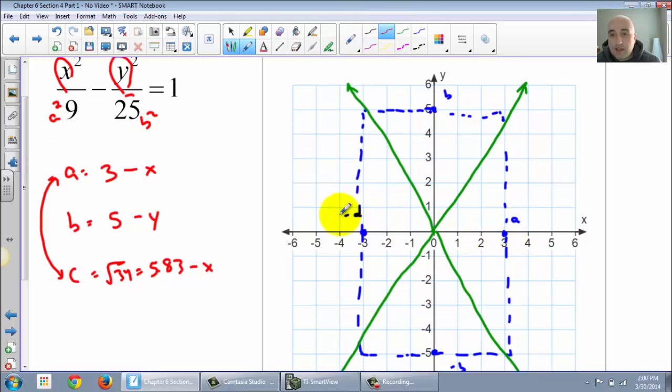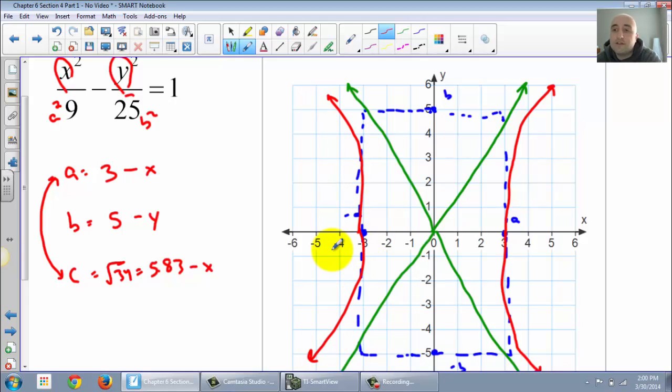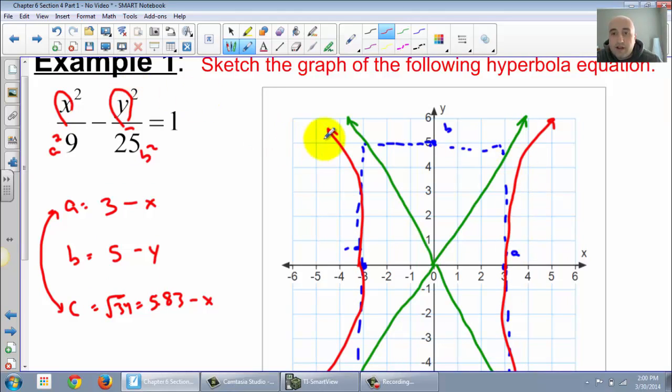Okay, so our A's are on the x-axis. So these green lines are our boundaries. We cannot cross those green lines. Okay, don't forget your arrows. Okay, so there is our hyperbola. Now, once again, this is very difficult to draw on the computer, so I'm trying to do my best and keep it as neat as possible.